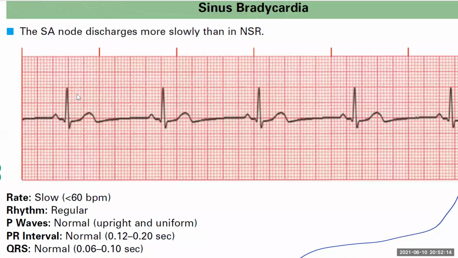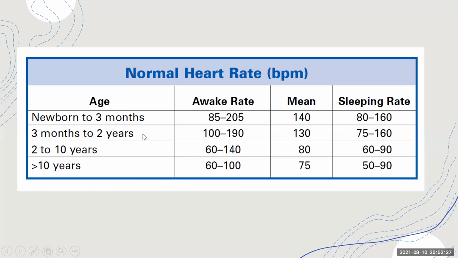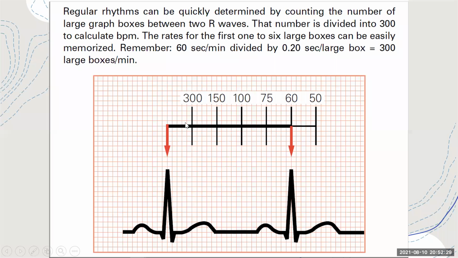Dr. Hira, we were doing this in my class in the medical school, 300, 150, 100, 60. Please repeat that thing. This is the one which we have just covered. We always start with the first block. If these two R waves have only one big box in between, we can say it's 300 heartbeats. Then two boxes, 150, 100, 75, 60, 50.